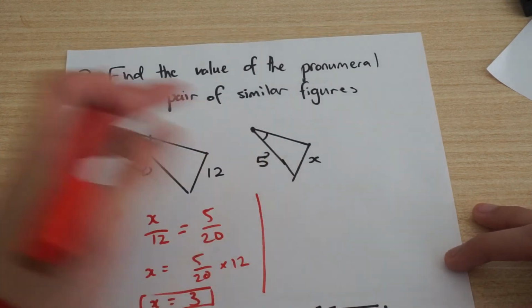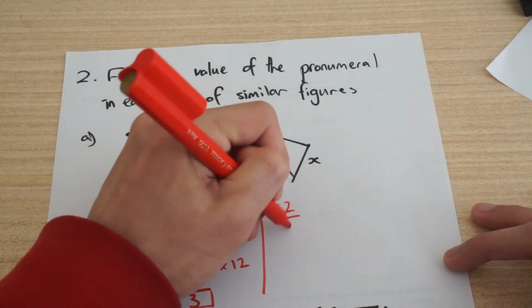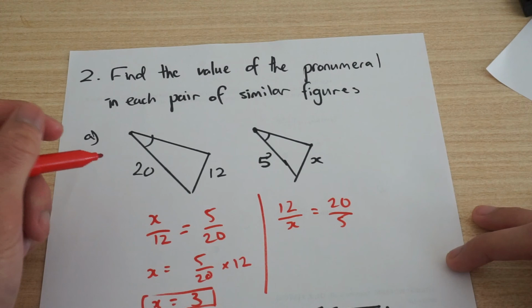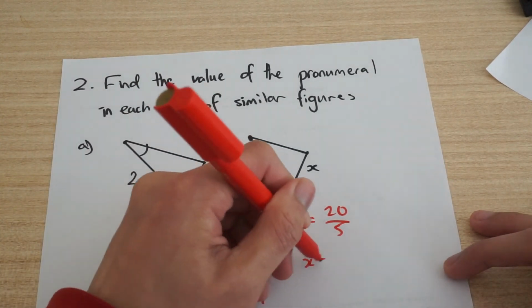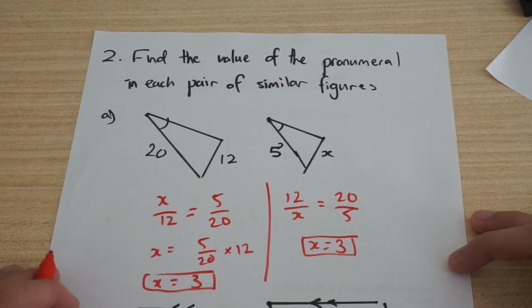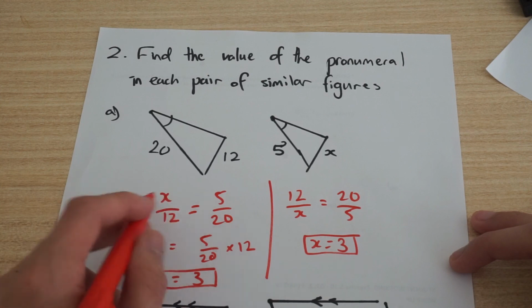When I said the order doesn't necessarily matter, you could do this the other way. You don't have to have chosen x divided by 12. If I do 12 divided by x, you can realize that x equals 3 still satisfies this equation. The reason why I chose x divided by 12 was because it makes it easier to solve for x though.